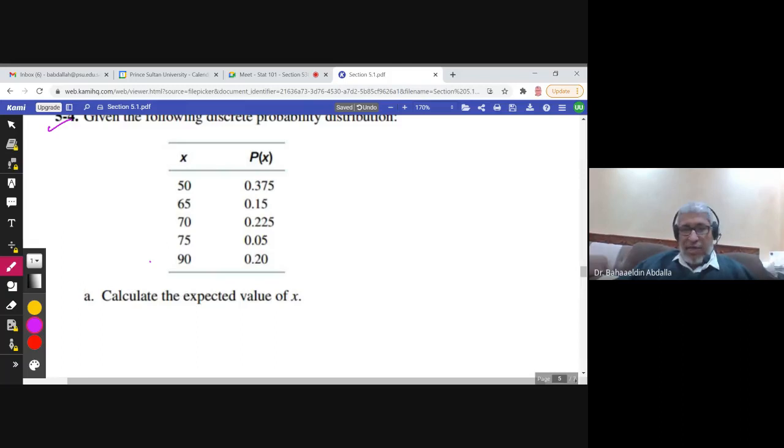You can add here, if you like, x times p of x. You can add a column, okay? And you can write x times p of x. And the total here at the end, here the summation is 1. Here the summation would be mu. The sum here would be mu.